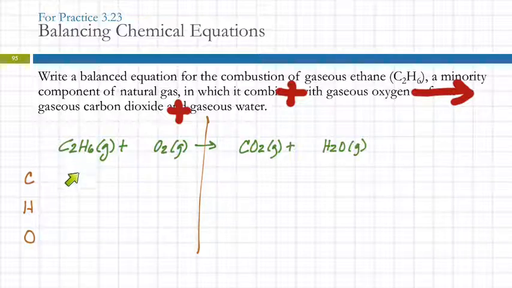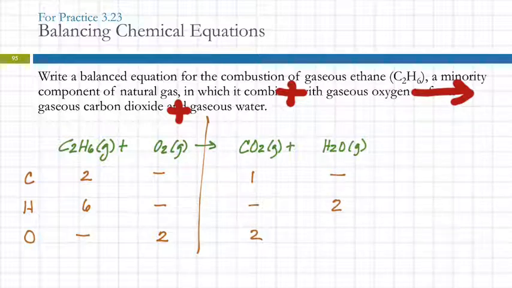So for C2H6, I have 2 carbons, and there are 6 hydrogens, and there are no oxygens. The zeros tend to look like O's and get all messy, so I just do a dash. Over here, O2, well, that's 2 oxygens. There's no hydrogens, no carbons. CO2 has 1 carbon, no hydrogens, 2 oxygens. H2O, no carbons, 2 hydrogens, 1 oxygen. So we've got these same 3 elements, and they're all jumbled up, right? So I took inventory.